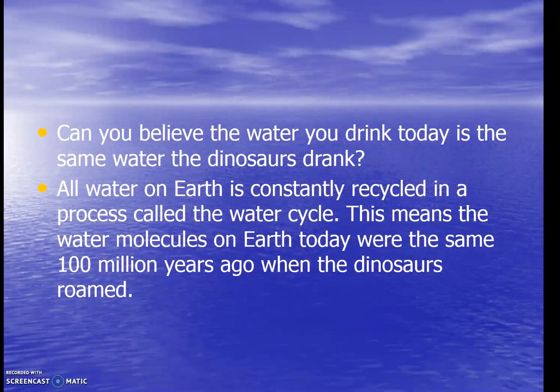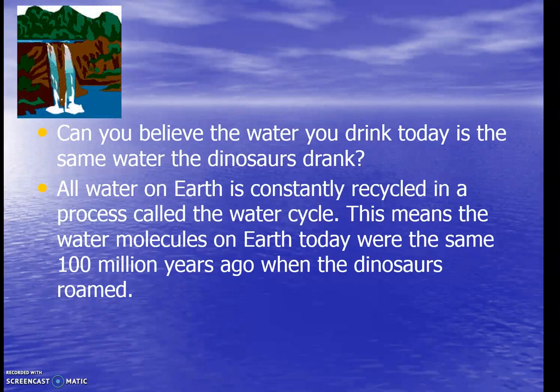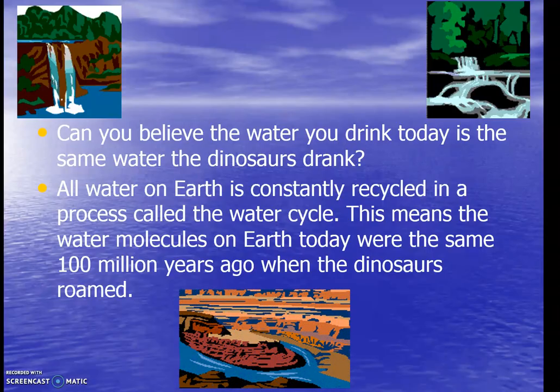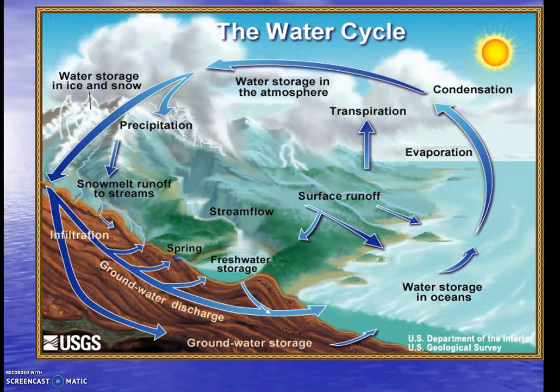Can you believe the water you drink today is the same water the dinosaurs drank? All water on Earth is constantly recycled in a process called the water cycle. This means the water molecules on Earth today were the same 100 million years ago when the dinosaurs roamed. And here's a picture of the water cycle that we will be talking about today.